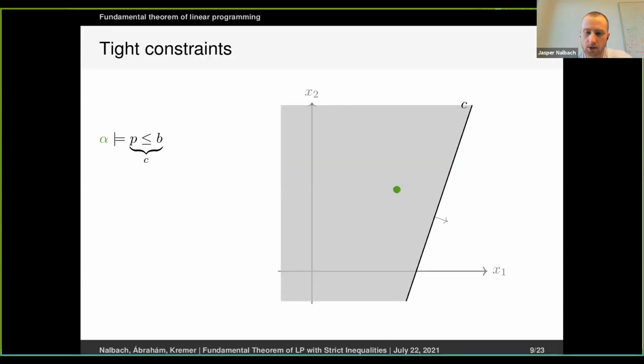For this, we need the notion of tight constraints. So a constraint C is called tight under an assignment if and only if the solution lies on the defining hyperplane of this constraint, or in other terms, P equals B is satisfied by alpha. And we will also denote this constraint P equals B by C tilde in the following.